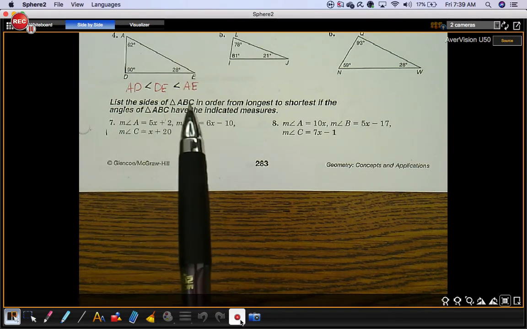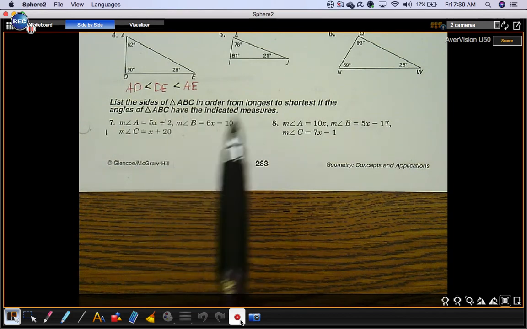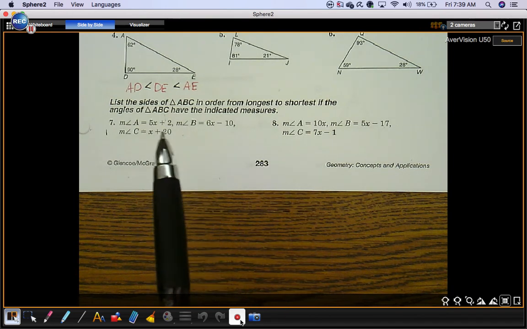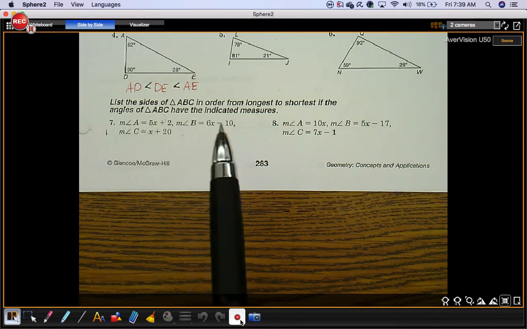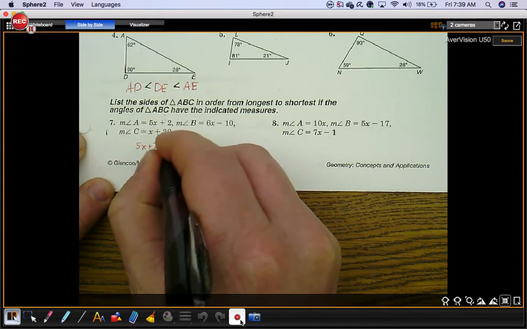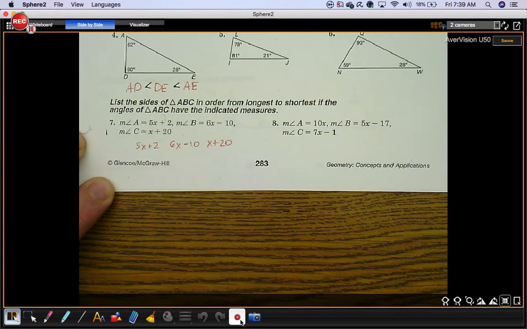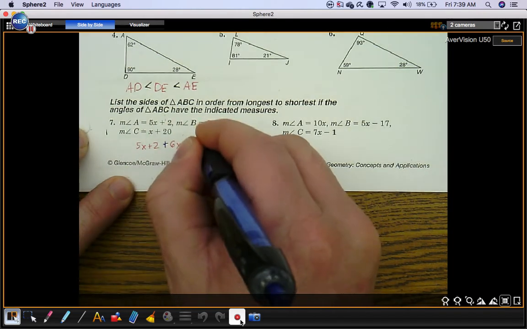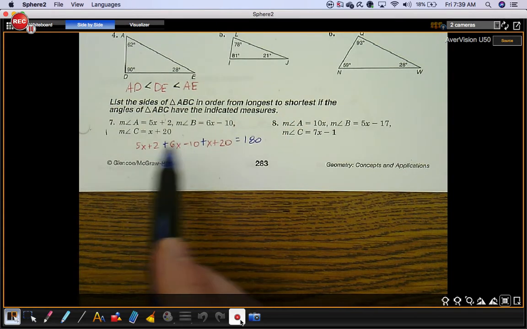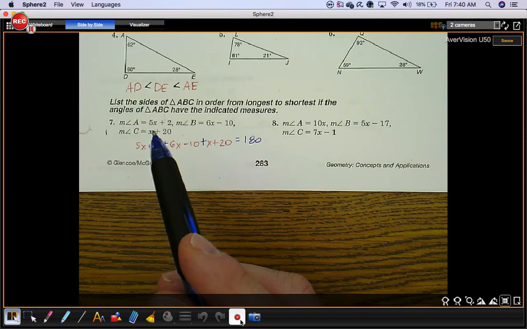Next section, list the sides of triangle ABC in order from longest to shortest if the angles of triangle ABC have the indicated measure. So now we're going longest to shortest. We have 3 angle measures. We don't really know what they are. We have an expression for each. What do you know about the 3 angles of a triangle? These are the kind of things you have to think about on your own if you're going to write an equation. They got to add up to 180. So this equation is going to let you find x, plug back in, and find the angle measures. And once you know the angle measures, then you can put the sides in order.